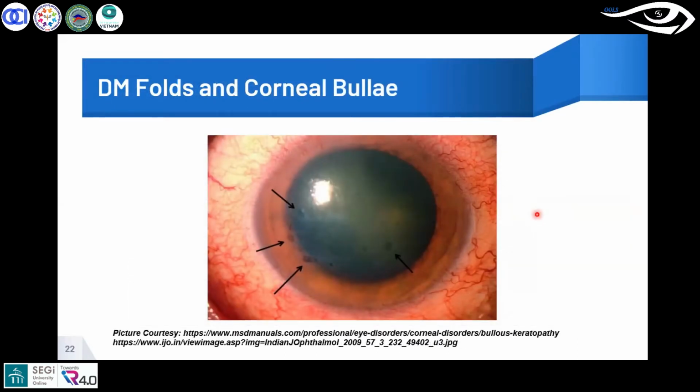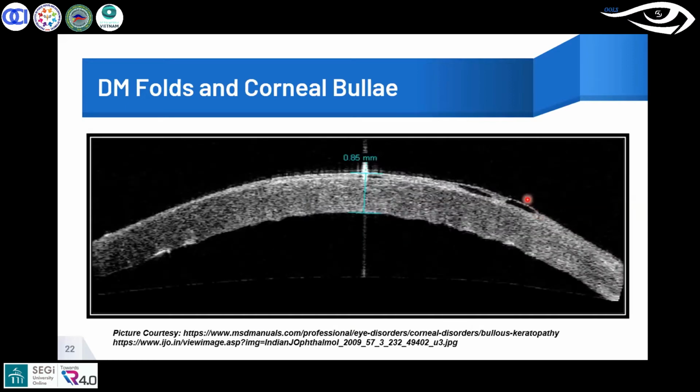So next we are moving on to various other signs which could be seen by using an OCT technique. The first thing is, in case of bullous keratopathy, corneal bullae is a very classical sign that you would be able to see. The bullae would be present between the epithelium and the Bowman's membrane, and this would be visible as small non-reflective portions, which is visible here.